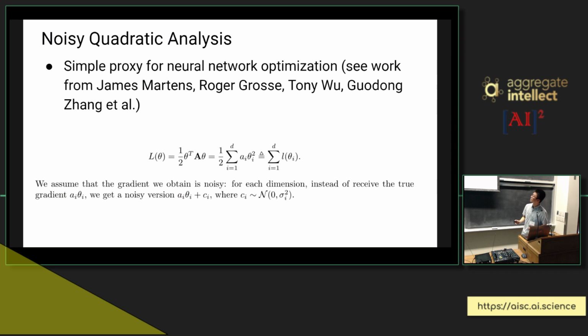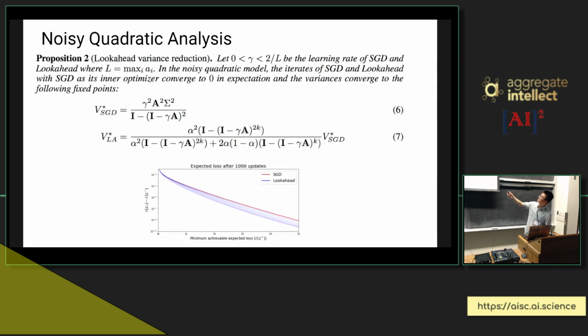Using this model, you can compute the variance of look-ahead and vanilla gradient descent after some number of updates. What you find is that the fixed point variance of look-ahead is always lower than that of SGD, because this first term here is less than 1. You can plot this on the noisy quadratic model as well, and you see that even with different choices of alpha, we tend to converge to a region of lower loss. So on the simple quadratic model, it checks out.